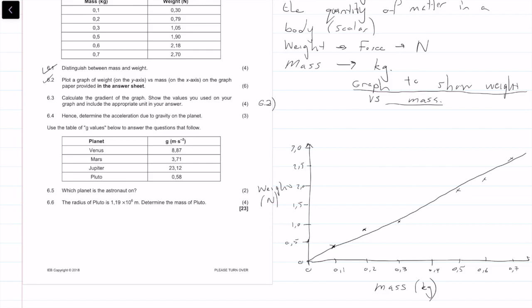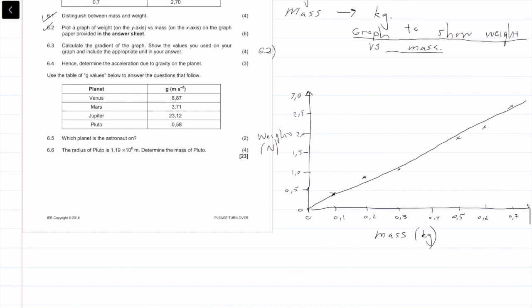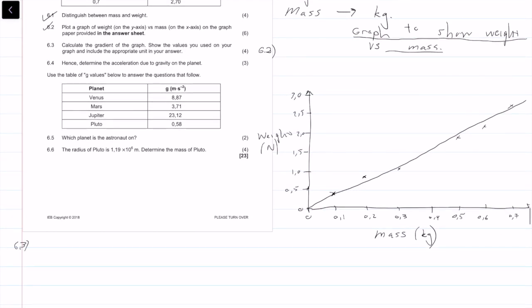Then it says calculate the gradient of the graph. Show the values you used on your graph and indicate. Okay, so let's see what values. For 6.3, we want the gradient is equal to our change in y over change in x.